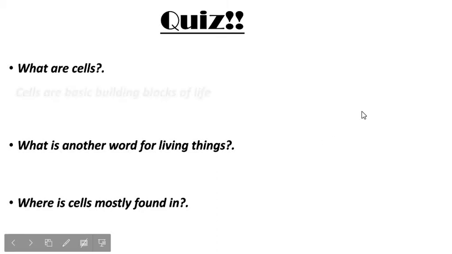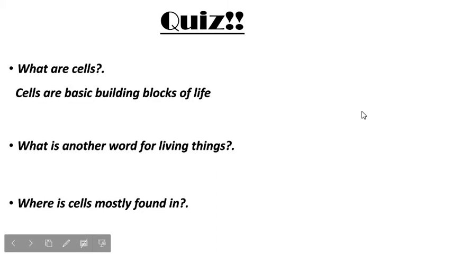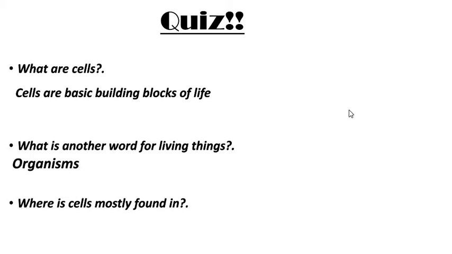Answers are coming back. What are cells? Cells are basic building blocks of life. Cool. What is another word for living things? Organisms. Simple as that. Where are cells mostly found? In all living things. I underline that because literally any living thing you can think of is made out of cells. Different types of cells carry out different functions.